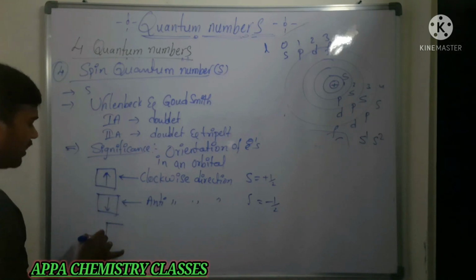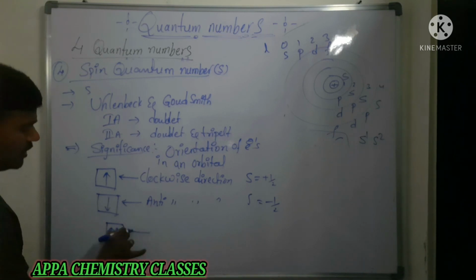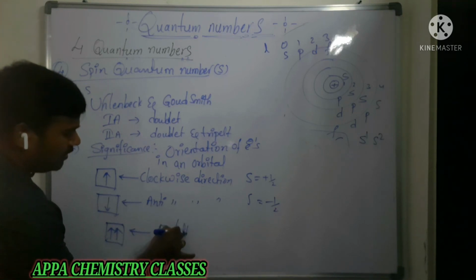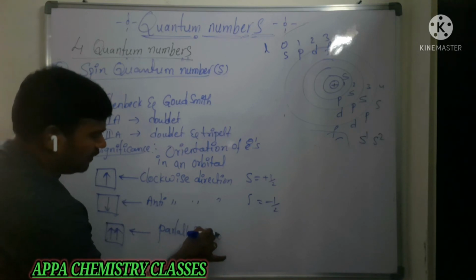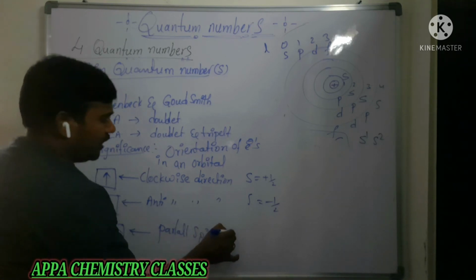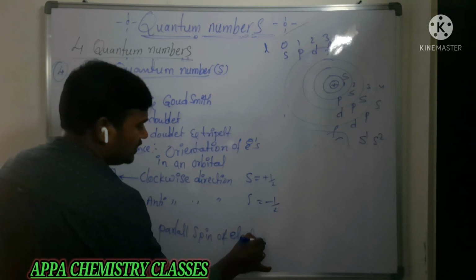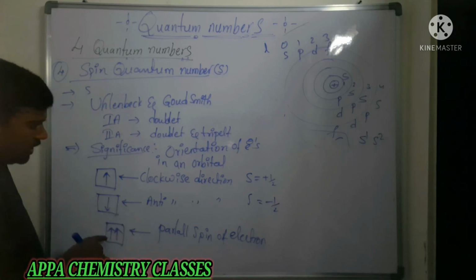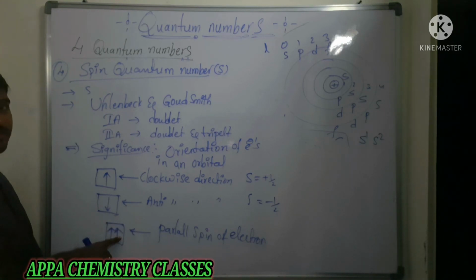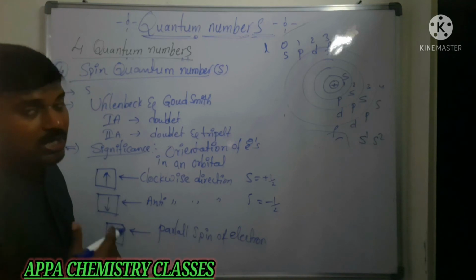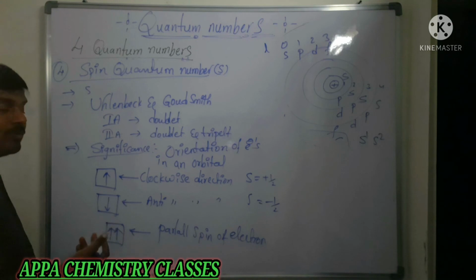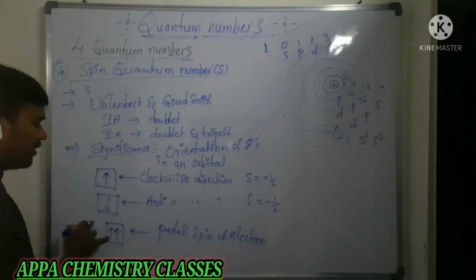If both the electrons in an orbital are present like this, it is called parallel spin of electrons. It is a highly unstable configuration. We should not write like this, because here it is plus 1 by 2 and here it is also plus 1 by 2. The spin of both the electrons is the same, so they have more repulsion. It is highly unstable and does not exist.